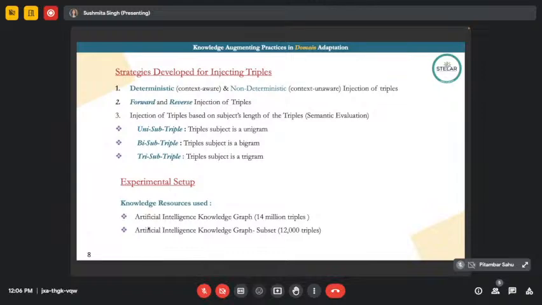So that's how a non-deterministic thing can be distinguished from the deterministic. As I mentioned, the forward and the reverse injection. By example, I showed that there are a uni, bi, and tri subtriple. Another thing, why we limited our experiment to the tri subtriple, is that it's not usual practice for the length of the object to be more than 3.